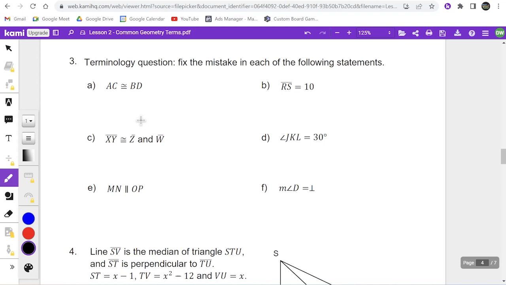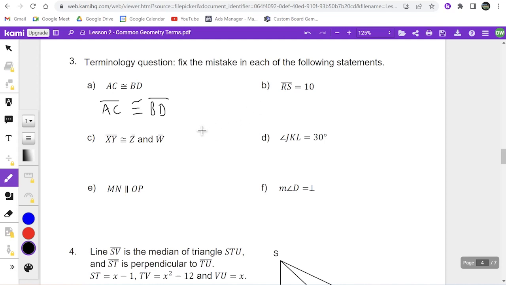There are two correct answers. One right answer is line segment AC, with the line above it, is congruent to line segment BD, again with the line above it. If you're going to say congruent, you need to say line segment. If it's naked, it's not good. Because remember, without the line segment, you're saying a number.